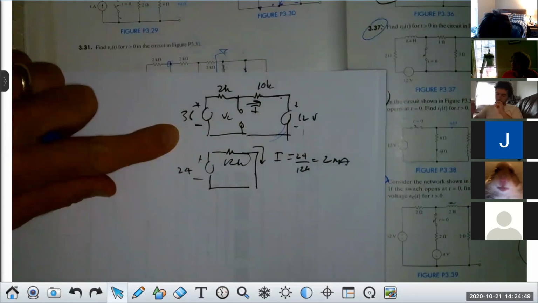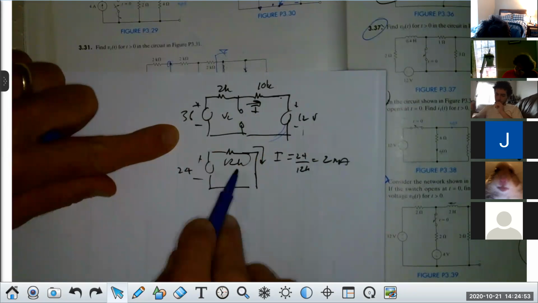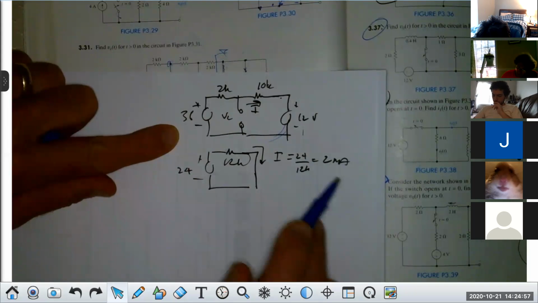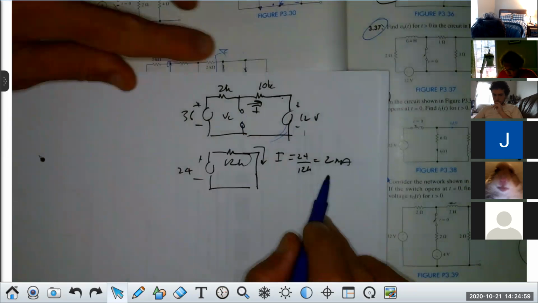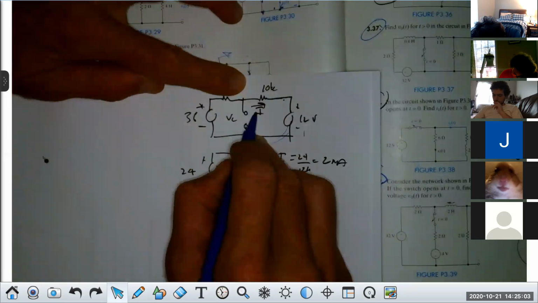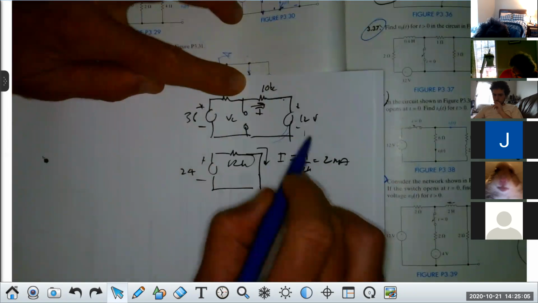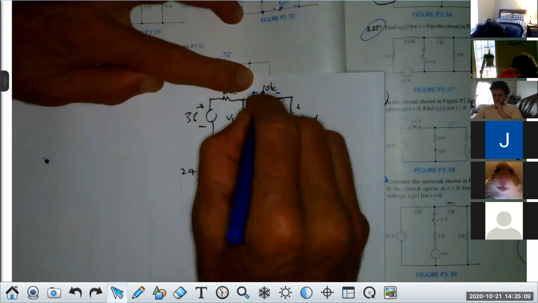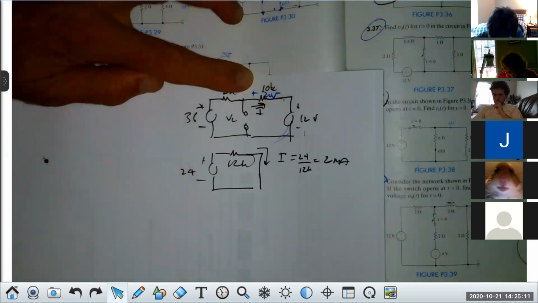You good with that? So I have 24 and I have 12K resisting it. Therefore, my current is 2 milliamps that will be flowing. When I go back to this circuit, if I have 2 milliamps, that means this voltage it's flowing into would be 2 milliamps times 10K, or plus to minus 20 volts, right? You all see that?